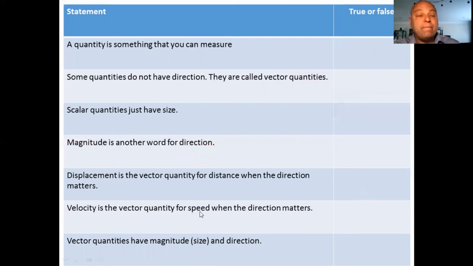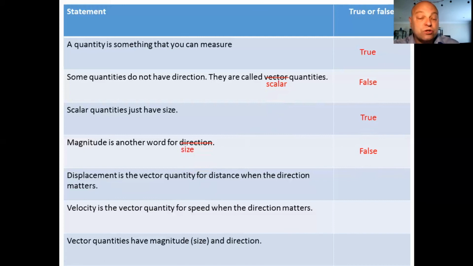Let's see how you got on then. So a quantity is something you can measure. That is true. Some quantities do not have direction. They are called vector quantities. That is false. Some quantities do not have direction. That bit is correct, but they're not called vector quantities. They are called scalar quantities. Scalar quantities just have size. That is true. Magnitude is another word for direction. That is false. Magnitude isn't another word for direction. It's another word for size.